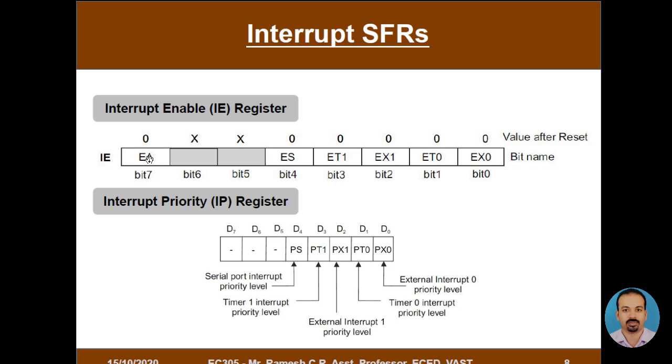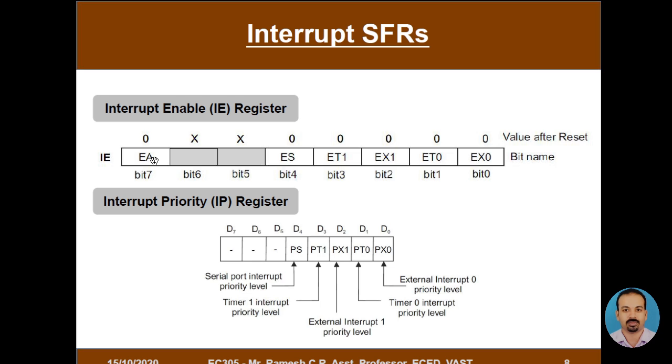Okay, so here the bit 7 EA should be made 1 in order to enable the entire interrupt. So EA is a global interrupt enable bit. So making this bit equal to 1 enables all interrupt sources. Now if I make bit 4 equal to 0, then it is ES, that is, it disables the interrupt from the serial source. So making bit 7 equal to 1 enables interrupt from all the sources.